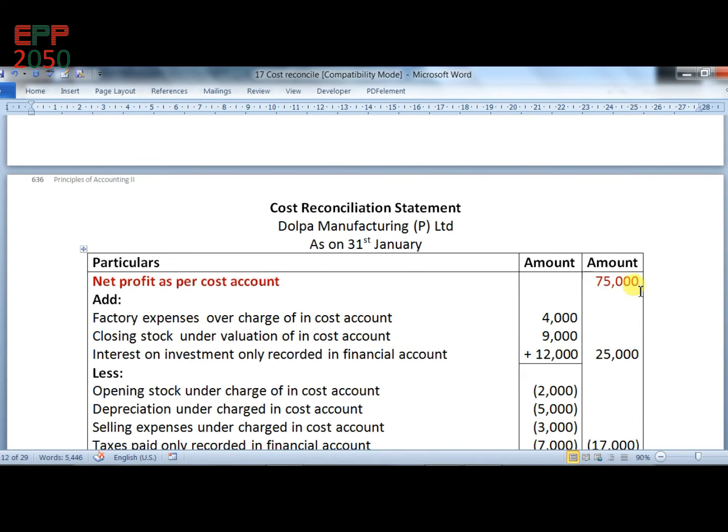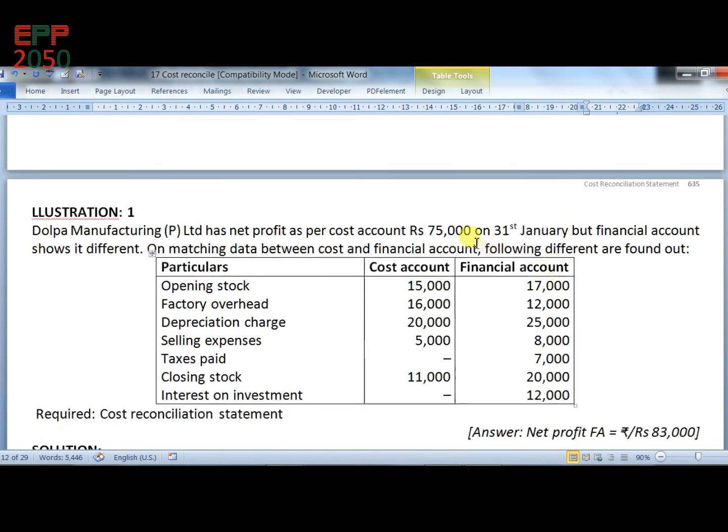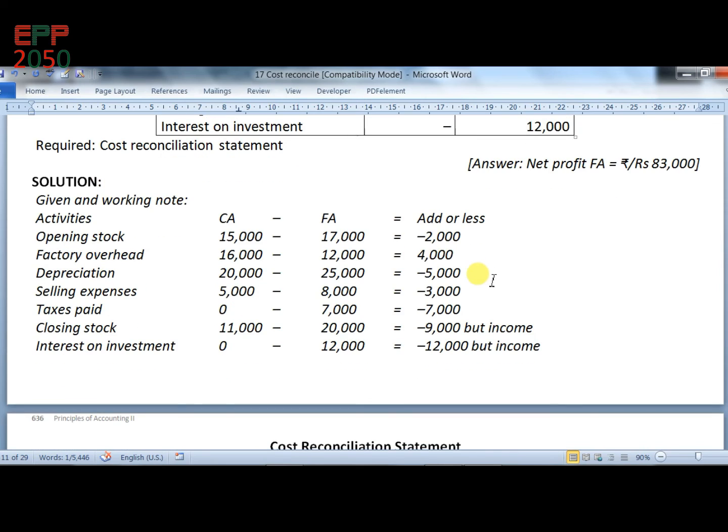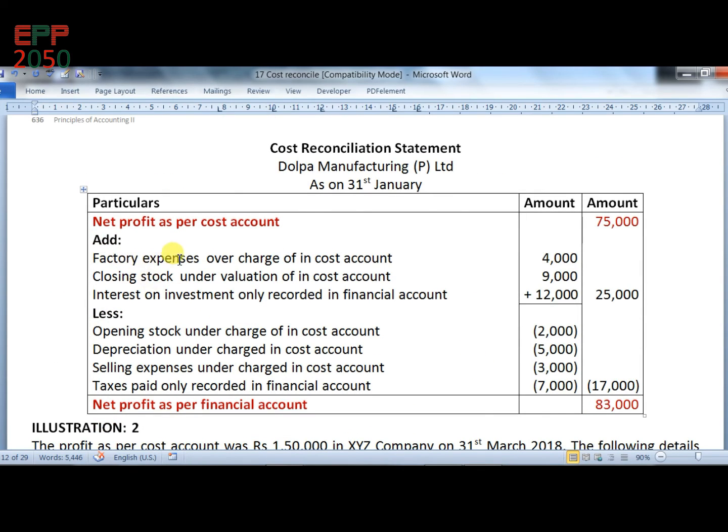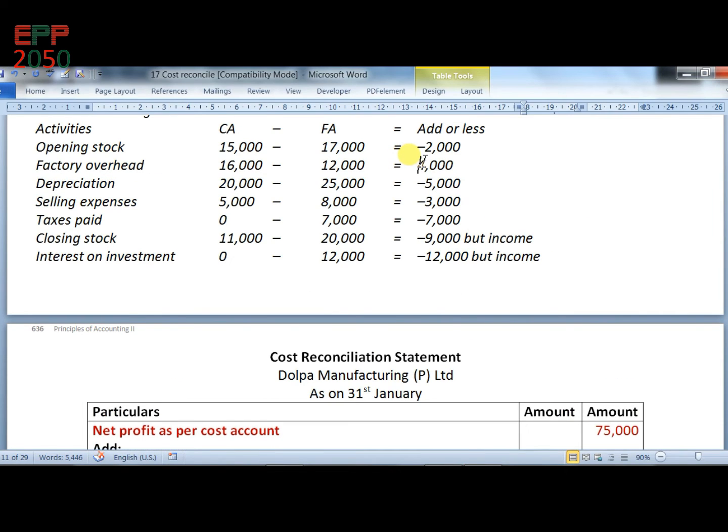Look here, net profit as per cost accounting is 75,000 from the question. Now, 4,000 is an add item, 9,000 is an add item and 12,000 is an add item. There are three transactions which are recorded as add items. So look here, factory overhead overcharge in cost accounting 4,000. Closing stock overcharge in financial accounting 9,000.